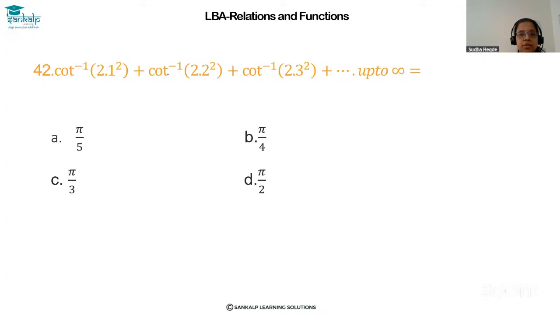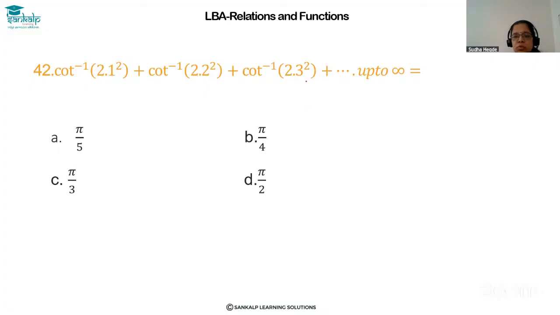Hi students, the question is cot inverse 2 into 1 square, plus cot inverse 2 into 2 square, plus cot inverse 2 into 3 square, plus so on up to infinity. You need to find the summation of this value. Option A, pi by 5. Option B, pi by 4. Option C, pi by 3. Option D, pi by 2.